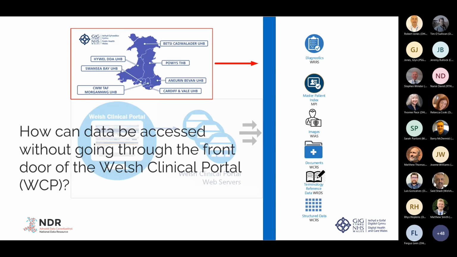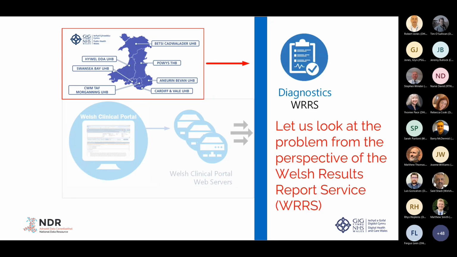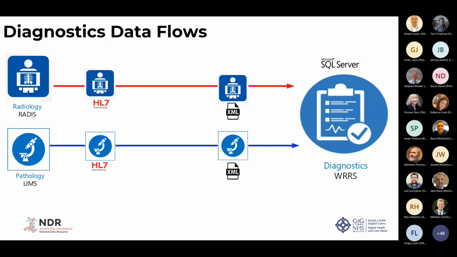So the question, in this opening up the architecture piece, is: I'm a health board, yeah? What if I don't want to use the Welsh Clinical Portal as the front door? How can that data be accessed without going through that front door? So what we'll do to try and put some perspective on that is look at the problem through the perspective of WRS, the Welsh Results Report Service. Yeah. So where do we start?